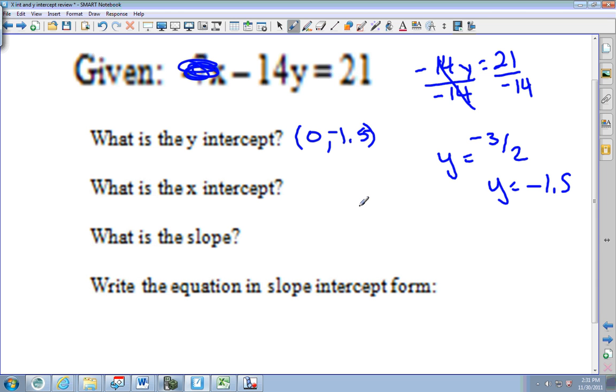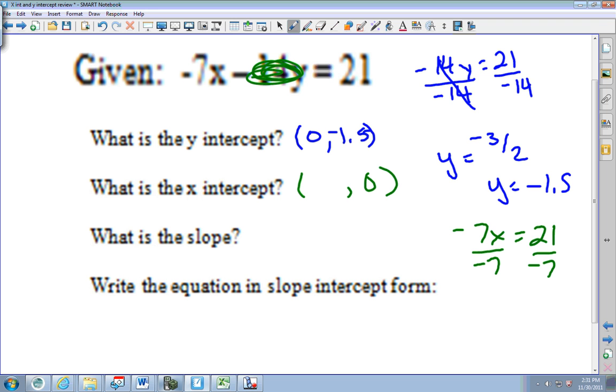That'll work. Now my x-intercept, my y number is 0. And I cover up my y, and I'm going to have negative 7x equals 21. I'm going to divide by negative 7. I have x equals negative 3. So there is my x-intercept and my y-intercept.